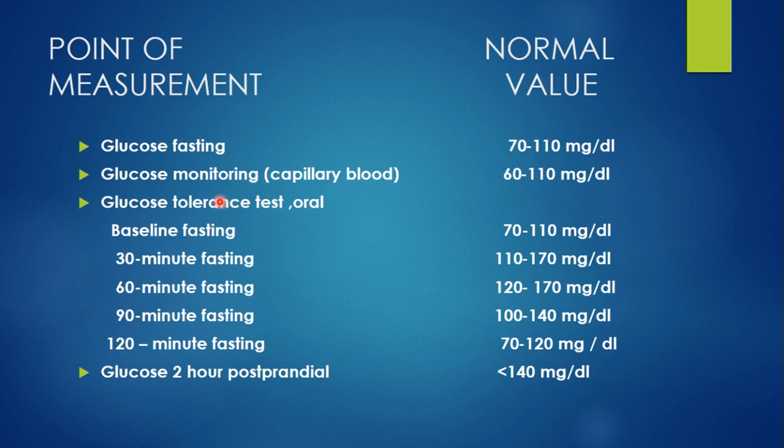Next we will discuss glucose monitoring by capillary blood, previously also known as CMBG. It is self monitoring of blood glucose. It is one way for people living with diabetes to measure and assess their glucose level.